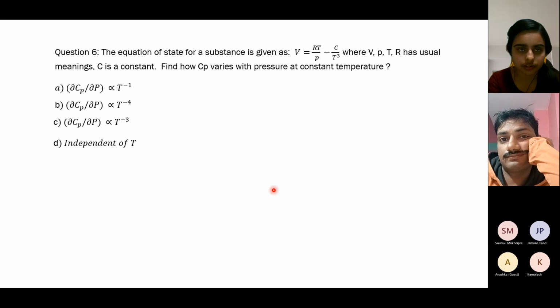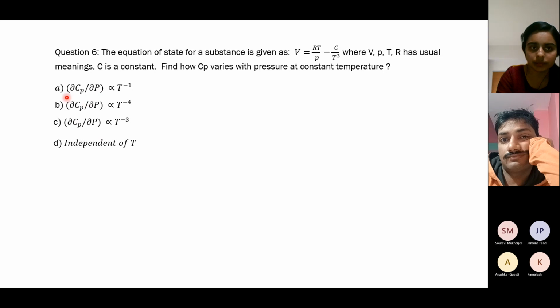So now this is the next question. You have the equation of state of a substance, which is given by this expression here. You need to find which of the following is true. So how do you plan to proceed with this? You have to find this expression. So let me first tell you how to get to this expression.